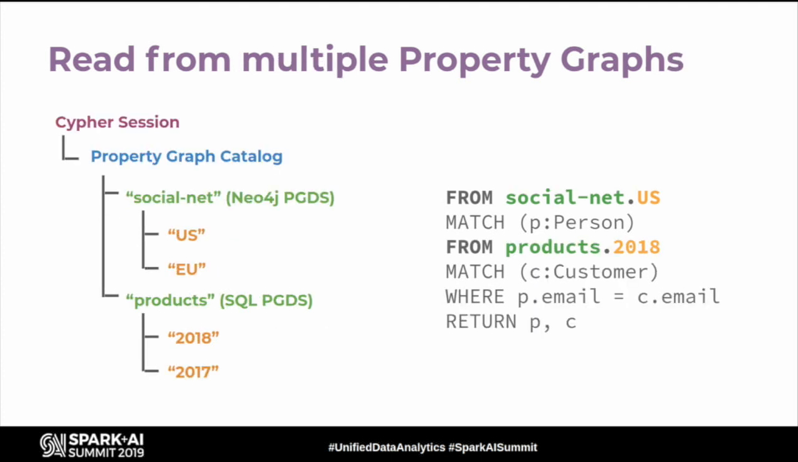The second query I also introduced earlier, which brings together two different graphs, is displayed here. On the left-hand side, we see that we have two property graph data sources, one Neo4j and one in SQL, for example. SocialNet again, and the other one is identified by products. Within the SQL property graph data source, the graphs are partitioned by the year they represent. And on the right-hand side, you see the query to access those. At first, we select the persons from Neo4j, then we select the customers from SQL, and then we do the value join and return the result. So it's basically a federated query system.